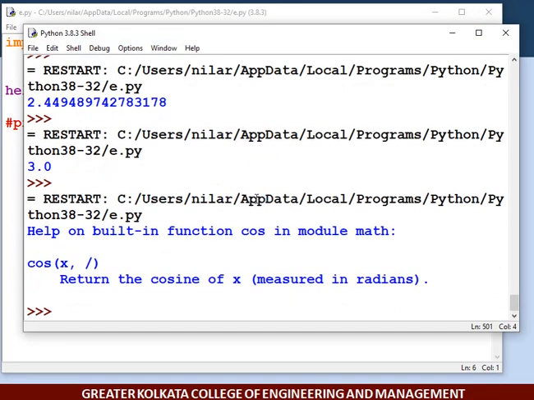Clear? So what is done by the cosine function? Basically, it returns the cosine of x. Okay, that will be measured in radians. That will be measured in radians. Okay, clear?